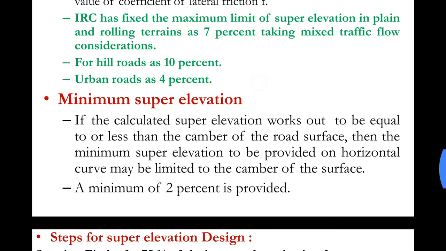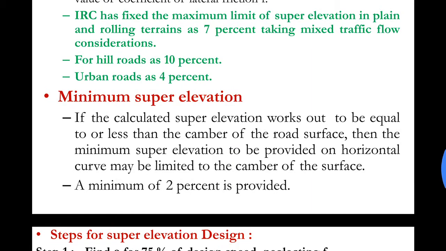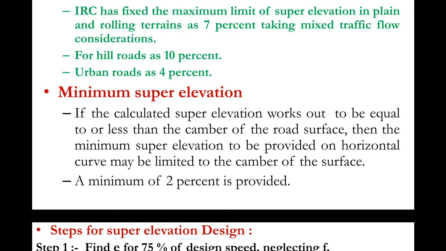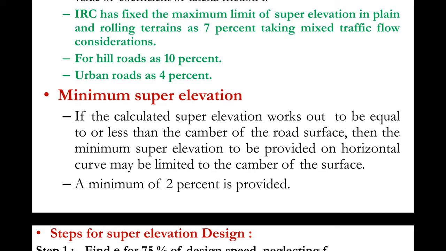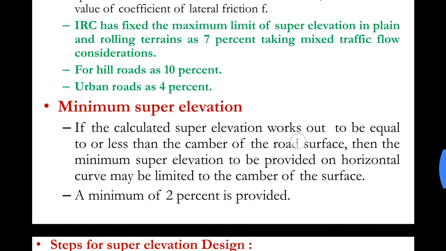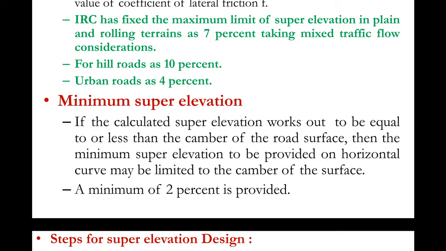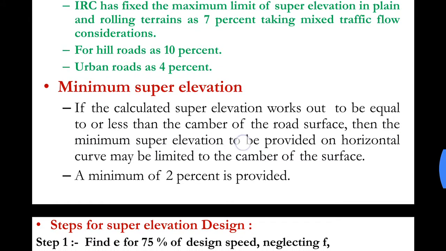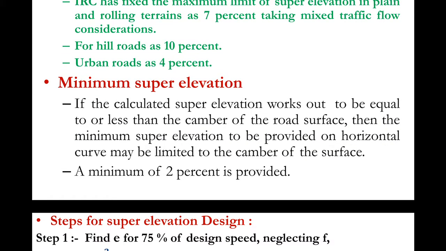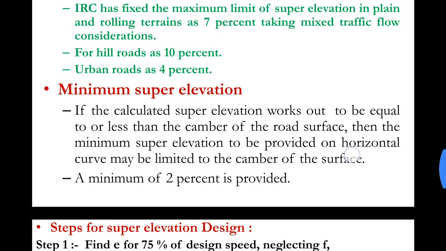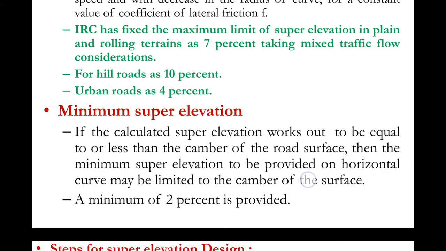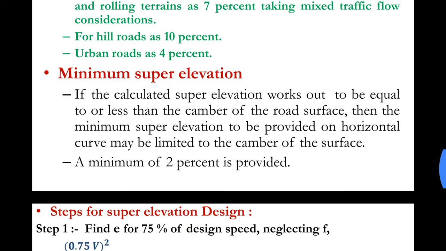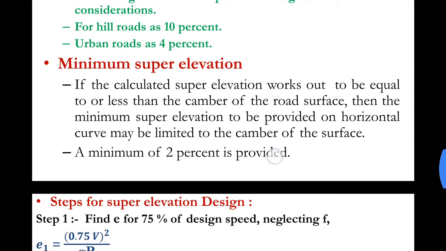So what would be the minimum super elevation? If the calculated super elevation works out to be equal to or less than the camber of the road surface, we all know what camber is. Camber is the lateral slope that is provided on a road surface for drainage of water. Then the minimum super elevation to be provided on a horizontal curve may be limited to the camber of the surface. So the minimum super elevation is nothing but the camber of the road. It cannot be lesser than the camber of the road. A minimum of 2% is provided.